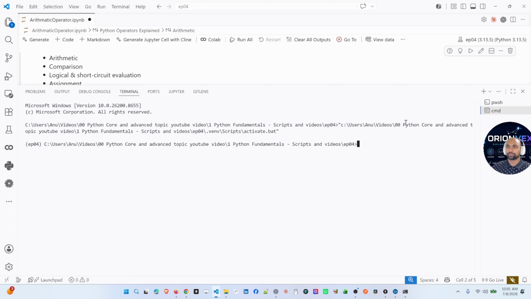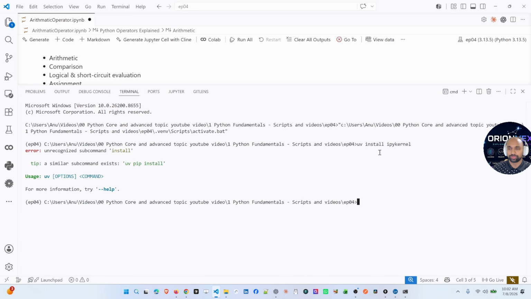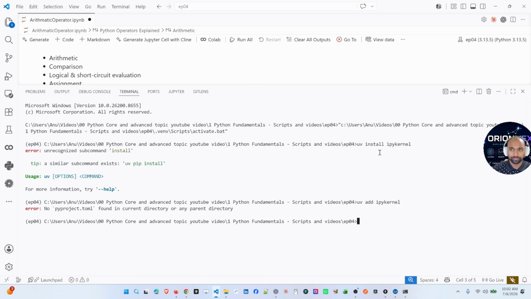Current prompt, episode, okay, this is the correct virtual environment. Sorry, it's uv add, not install, uv add. UV is there, okay. Let's keep it. It will resolve the dependency soon.